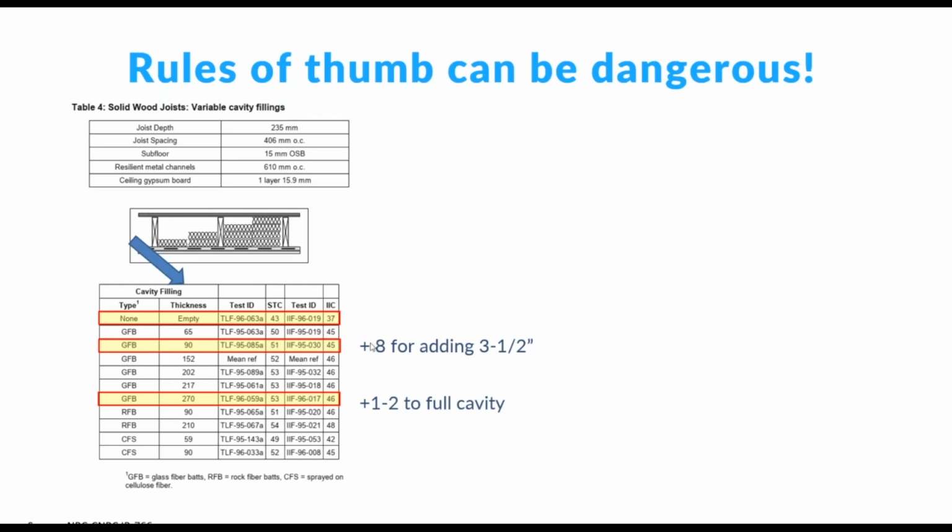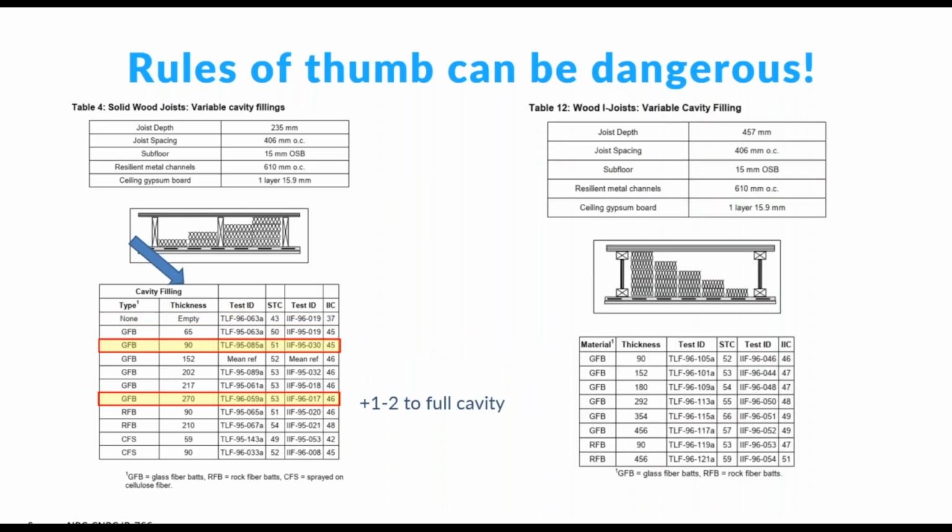So you're adding more insulation? Totally not worth it. Don't do it, waste of money. Well, but let's look at a deeper assembly, right? These are I-joists, and I think these are 457 millimeters, so they're like an 18-inch I-joist. Here we don't have an empty cavity, but if we start with 3.5 inches, we're at STC 52, IIC 46. And here we fill the whole cavity, we get 5 points in the STC.